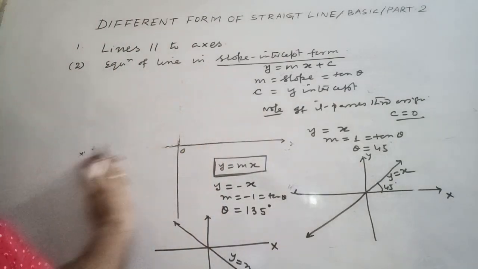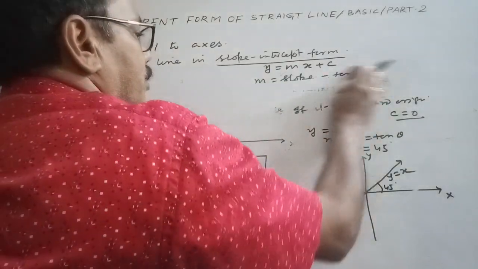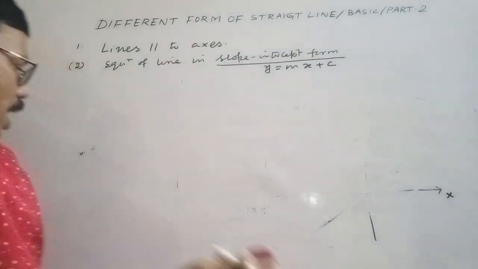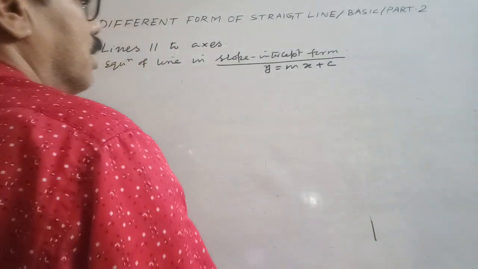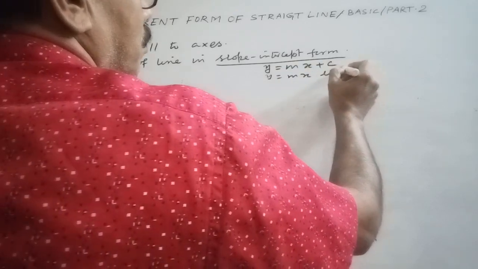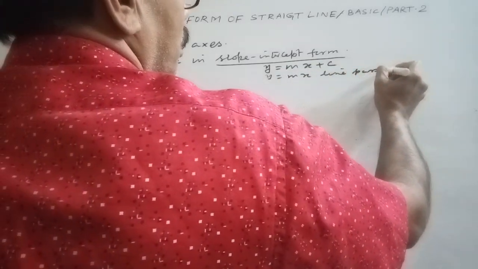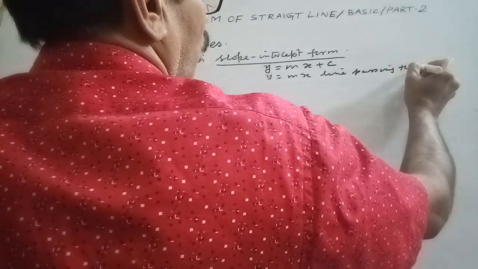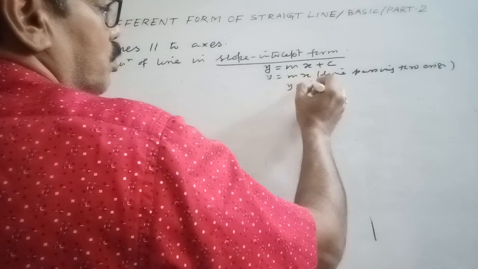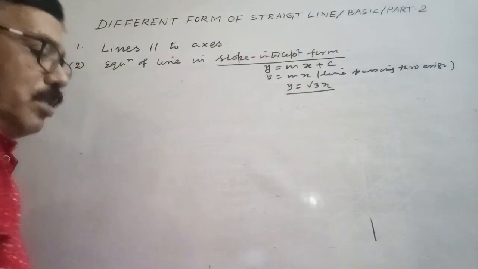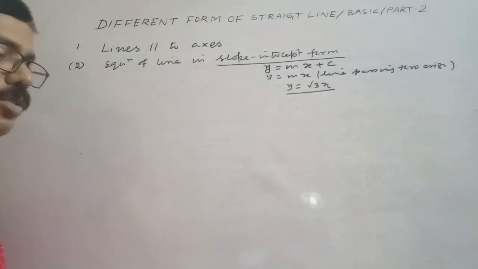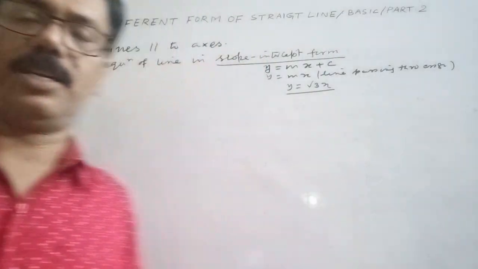So we are getting slope-intercept form y equals mx plus c. And if it passes through origin, then y equals mx, a line passing through origin. Suppose y equals root 3 x. Then what is root 3? Tan 60. So the angle of inclination is 60.